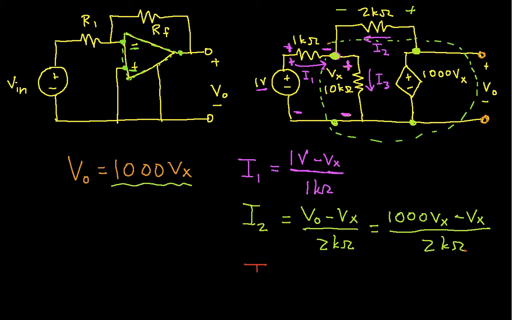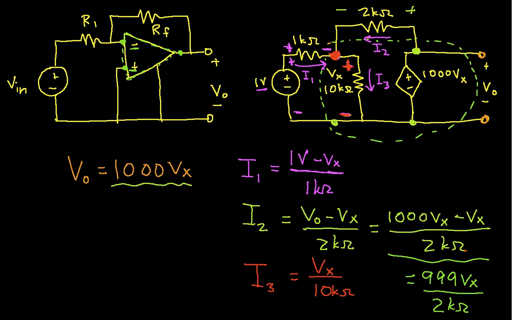Now finally, to get I3, I know the voltage across this 10 k ohm resistor is Vx, and so I can just write Vx over 10 k ohms. Okay, so the idea here is I've computed the currents going into and out of this node. Now I can apply Kirchhoff's current law to say that the sum of the currents going in is equal to the current leaving. And before I do that, though, let me take this expression and simplify it one step further. I can write this as 999 Vx over 2 k ohms. Okay, that will make things easier.